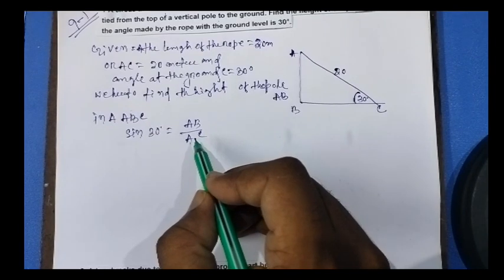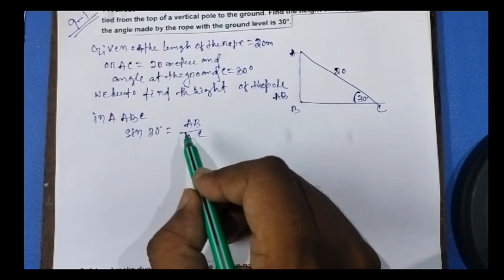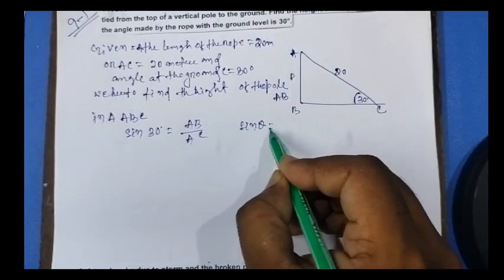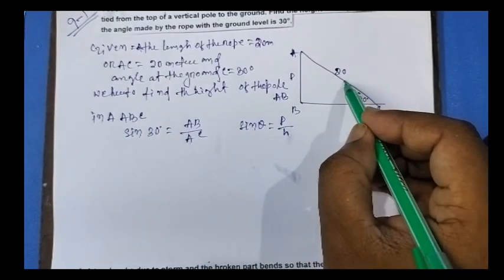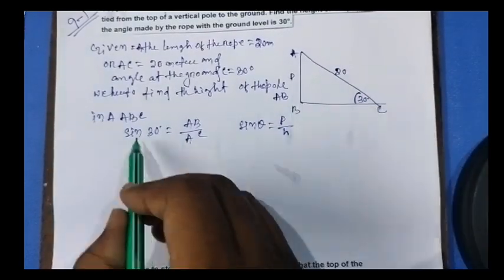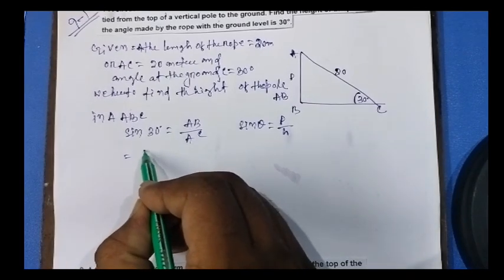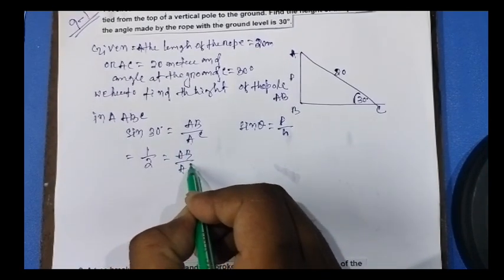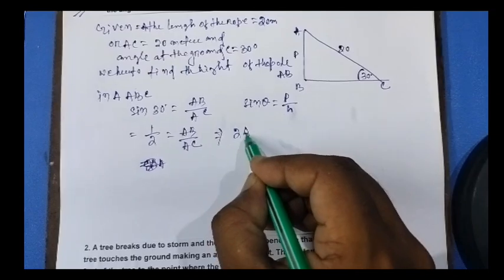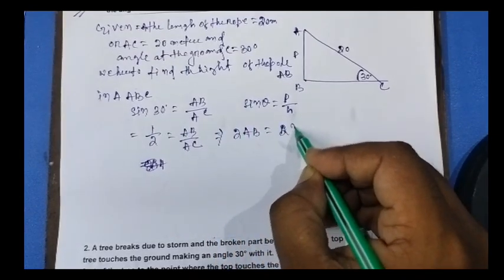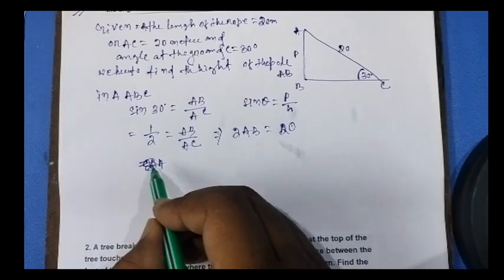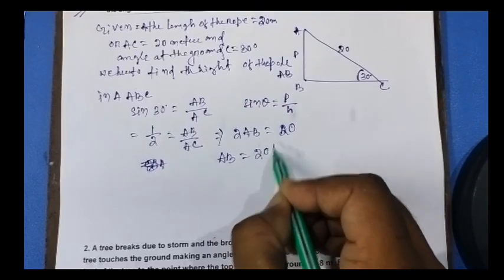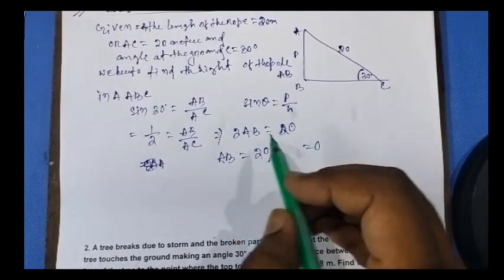Here we have to find the sine of the angle, because we have to find the P. As we know, sine theta is equal to P by H. H is given, and we have to find the P. So sine 30, the value of sine 30 is half, is equal to AB by AC, which implies 2AB is equal to 20. AB is equal to 20 by 2, which is equal to 10.